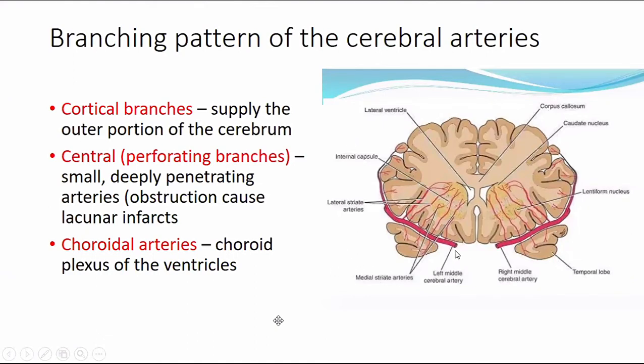This, for example, is the image I showed earlier. This is the image of the middle cerebral artery and its penetrating or perforating branches called the lateral striate arteries, which supply the internal capsule and the caudate nucleus at the innermost portion of the brain. Its obstruction is called lacunar infarcts. And finally, we have the smaller choroidal arteries, which supply the choroid plexus of the ventricle. So these are the three branching patterns of the cerebral arteries.